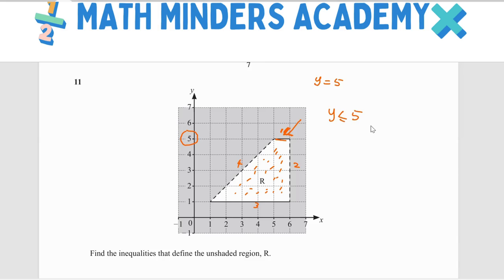We take the second one. This one here represents the line x equals 6.